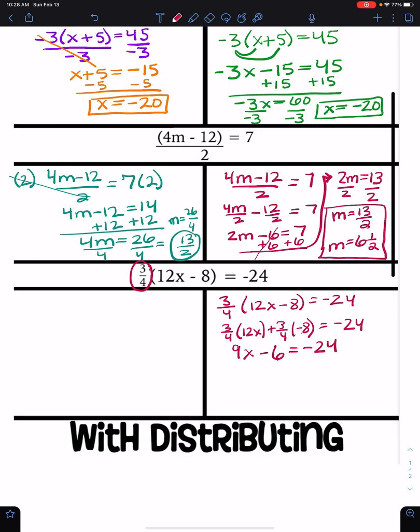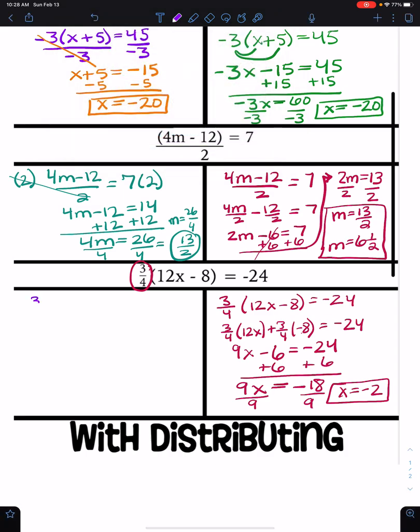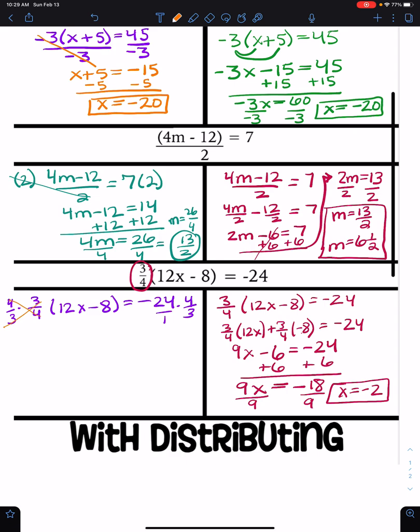Now it's a two-step equation, so we'll add 6 to both sides, and then divide by our coefficient to get x equals -2. Watch what happens when we use the shortcut. 3/4 times 12x minus 8 equals -24. We're going to divide both sides by 3/4, which is the same as multiplying by 4/3. Over here on the left, the reason we did it is because these cancel out and make a 1.